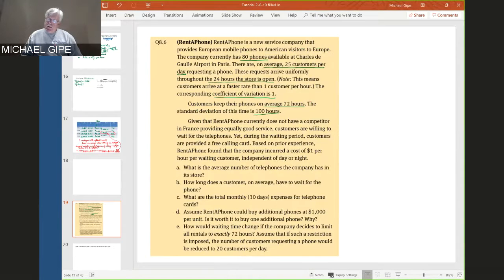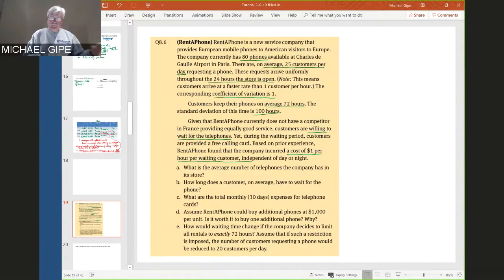Given that Rent-A-Phone currently does not have a competitor in France, customers are willing to wait for the telephones. Yet during the waiting period, customers are provided a free calling card. Based on prior experience, they found that the customers incurred a cost of $1 per hour per waiting customer. Okay, very similar to what we had before. Now we're going to probably figure out what it's worth to reduce the waiting time. So let's look at some of the key things here. I'm just going to summarize what we've got.